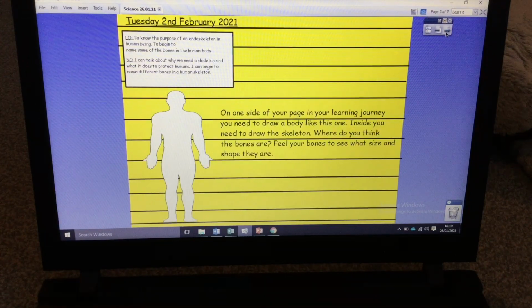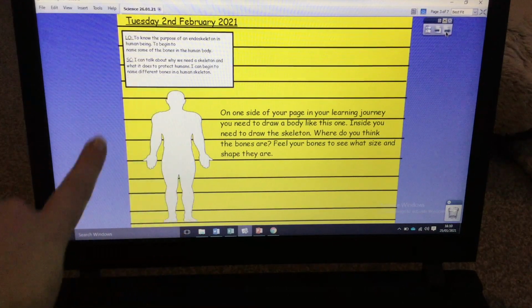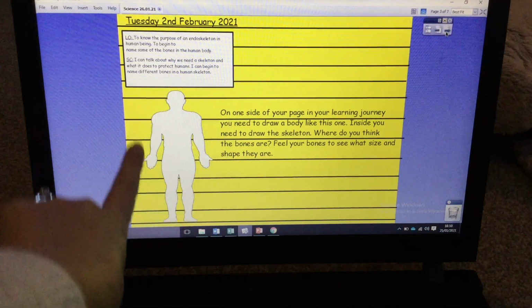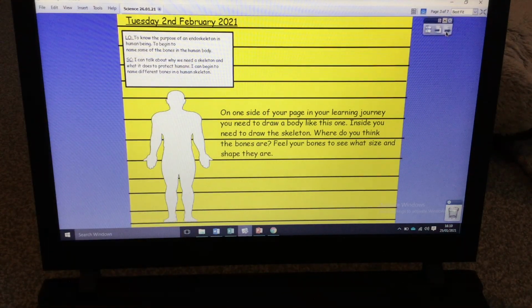What I would like you to do now, before we go any further, is pause the video and draw a body like this one here. Inside the body, I want you to draw a human skeleton. Where do you think the bones are? Feel your bones to see what size and shape they are. Have a go at drawing a skeleton inside a body before we do any more learning, and remember to feel your own to help you. Pause the video now.